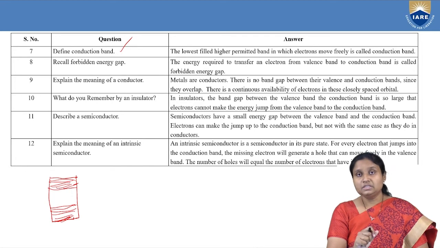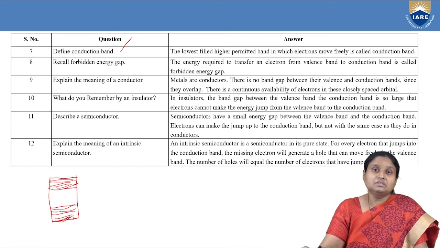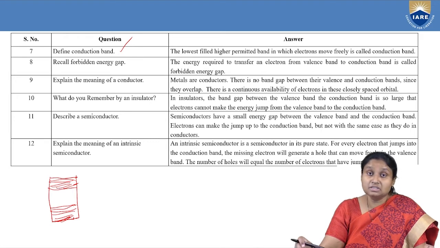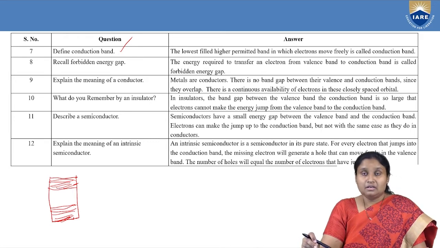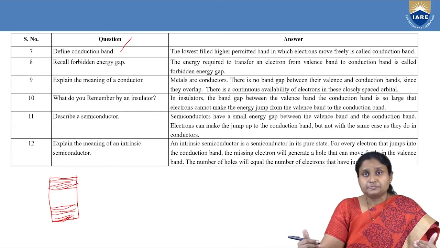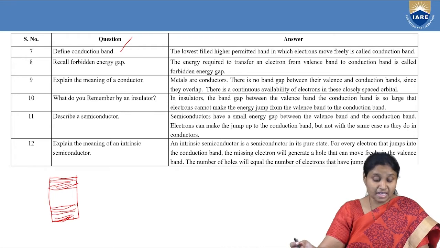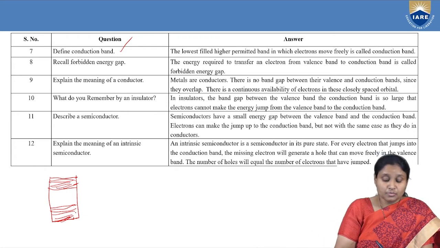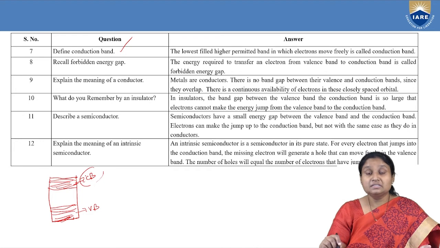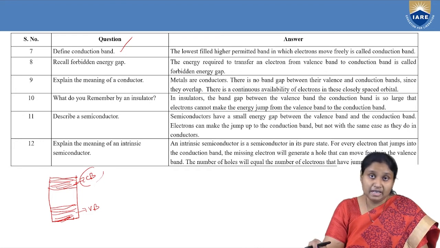And when we talk about energy bands, there are two allowed energy bands and one forbidden energy band. Those two allowed energy bands in which electrons can exist are nothing but our valence and conduction bands. Whereas the energy band in which electrons cannot exist is called the forbidden energy band. And here you can see this lowermost band is our valence band. This is our conduction band. So what is our conduction band? The conduction band is nothing but the higher permitted band, and it will consist of free electrons.